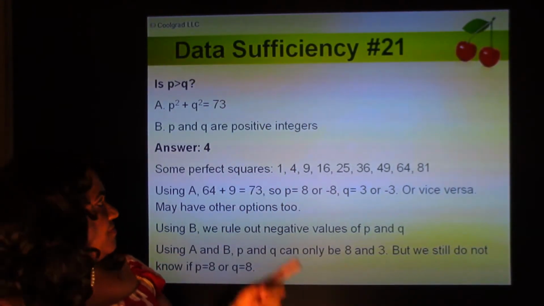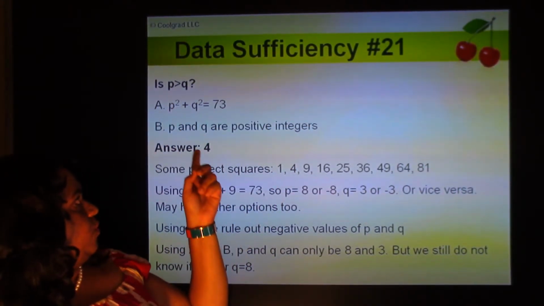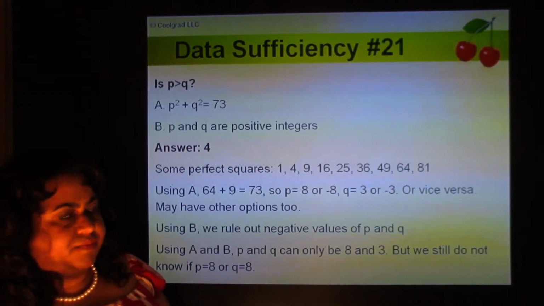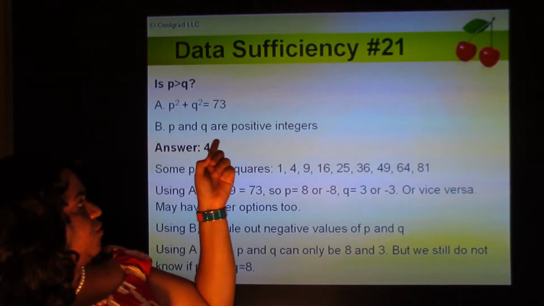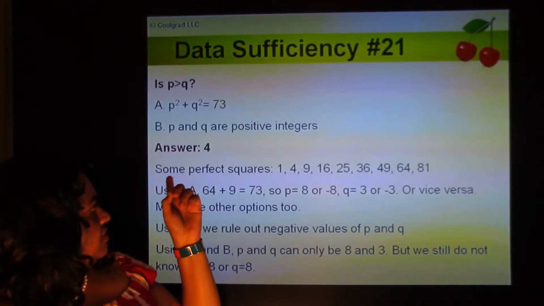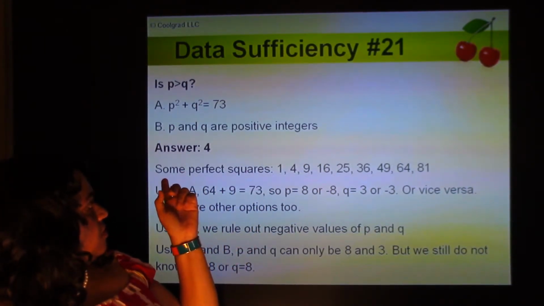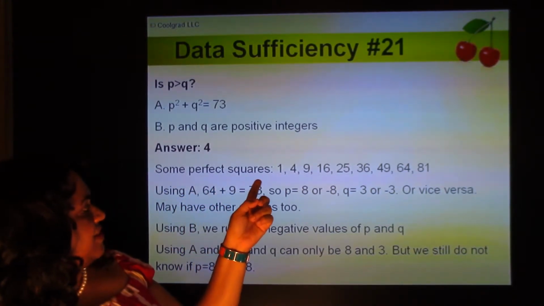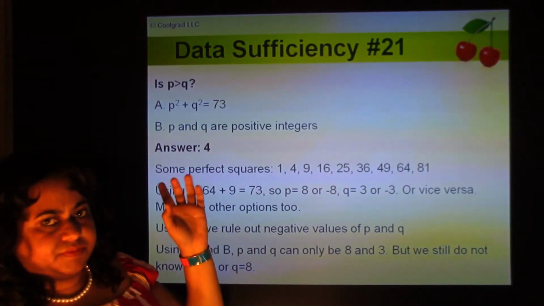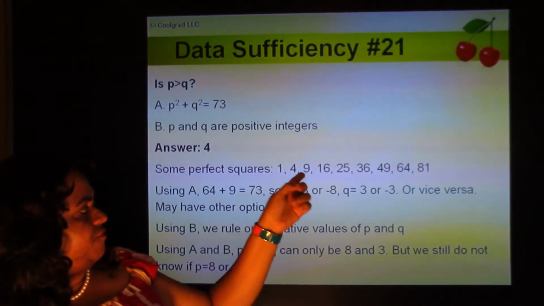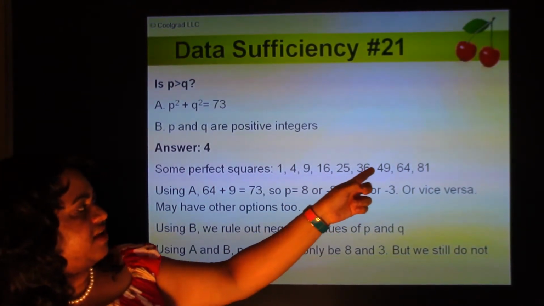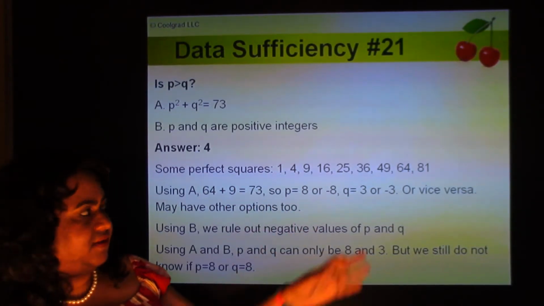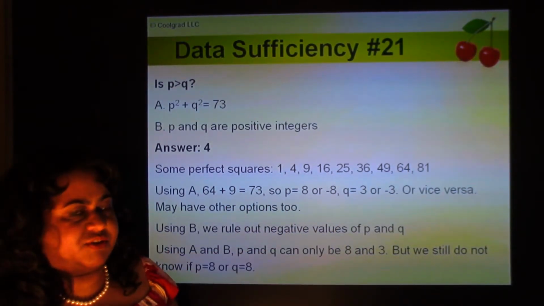Question 21. Is P greater than Q? Statement A, P square plus Q square equals 73. Statement B, P and Q are positive integers. Let's look at all the perfect squares up to, say, 73. So we have 1, 4, 9, 16, 25, 36, 49, 64, and 81. These are all the perfect squares, just a little above 73.